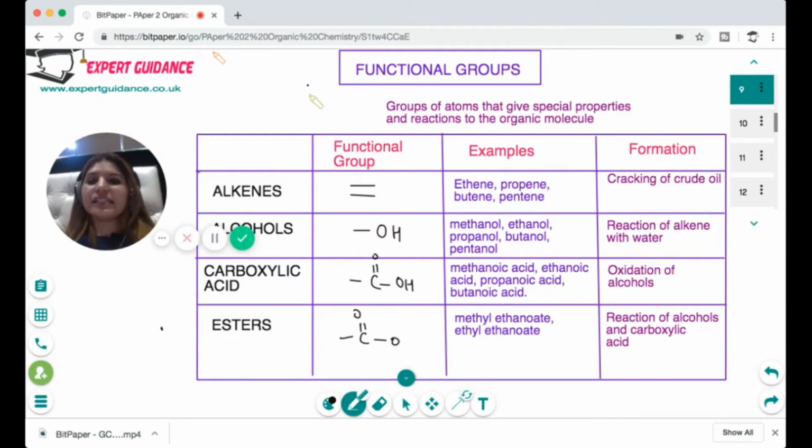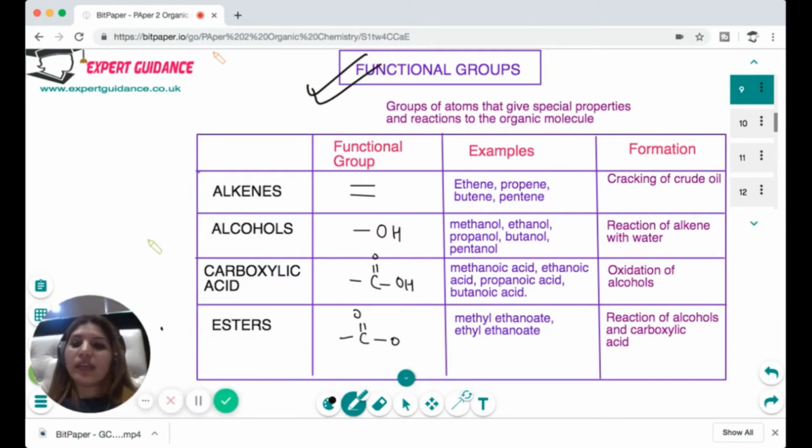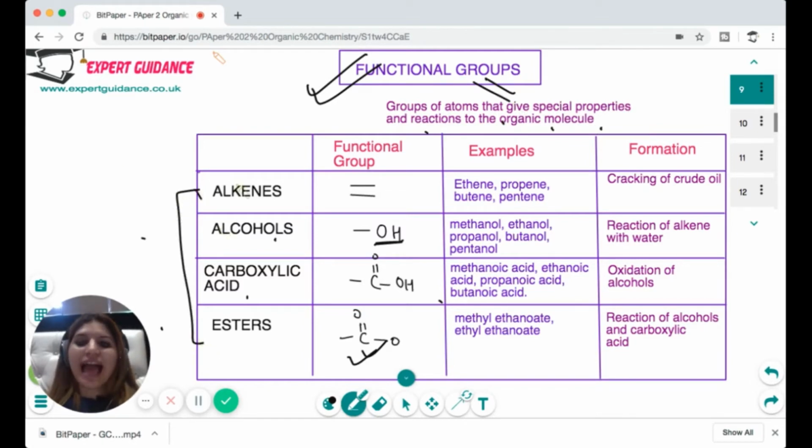Now let's see what functional groups are. Now we have seen hydrocarbons. At times, apart from hydrogen and carbon, you get some other atoms, like alcohols have OH, and carboxylic acids have COOH. These groups of atoms, which give special properties and reactions to the organic molecules, are functional groups. And you have 4 functional groups in your syllabus: alkenes, which have a double bond. Examples are ethene, propene, butene, and pentene, and we can form them by cracking of crude oil.